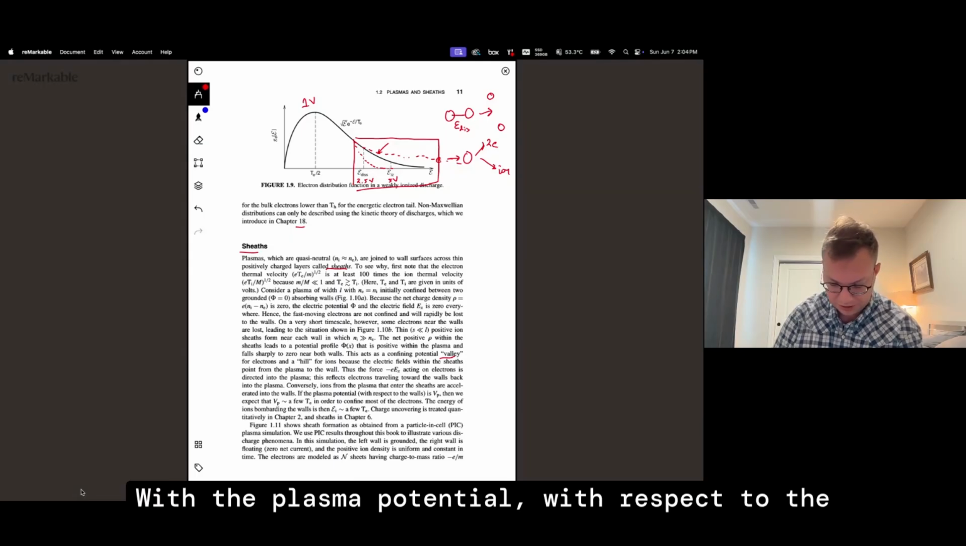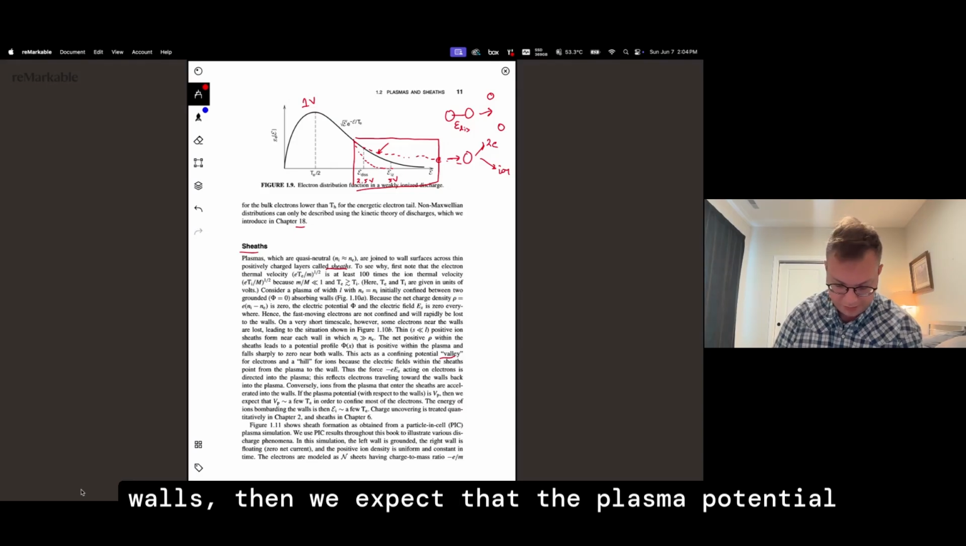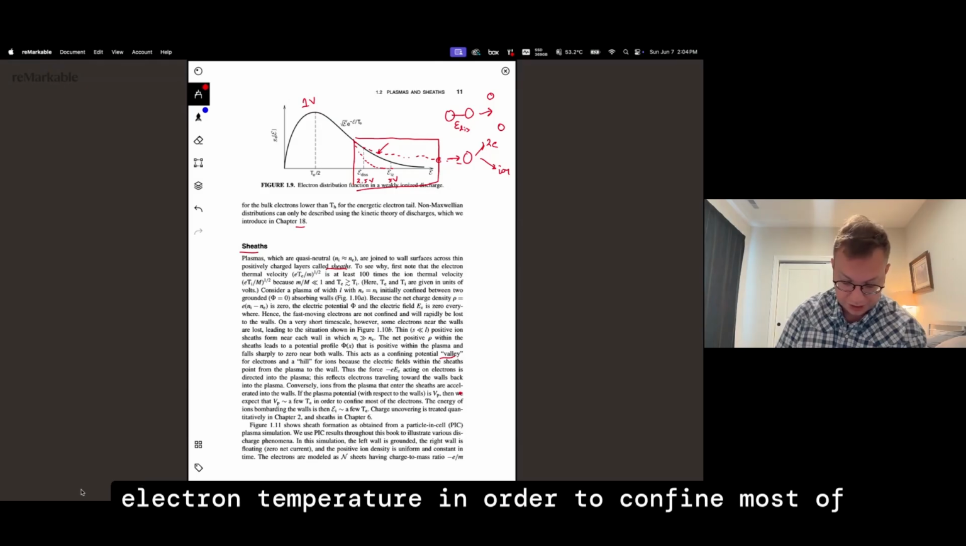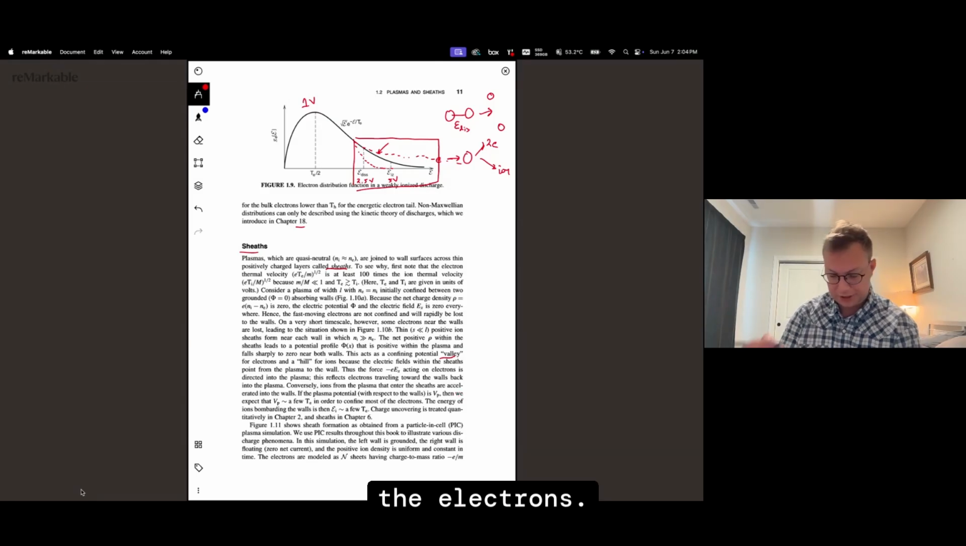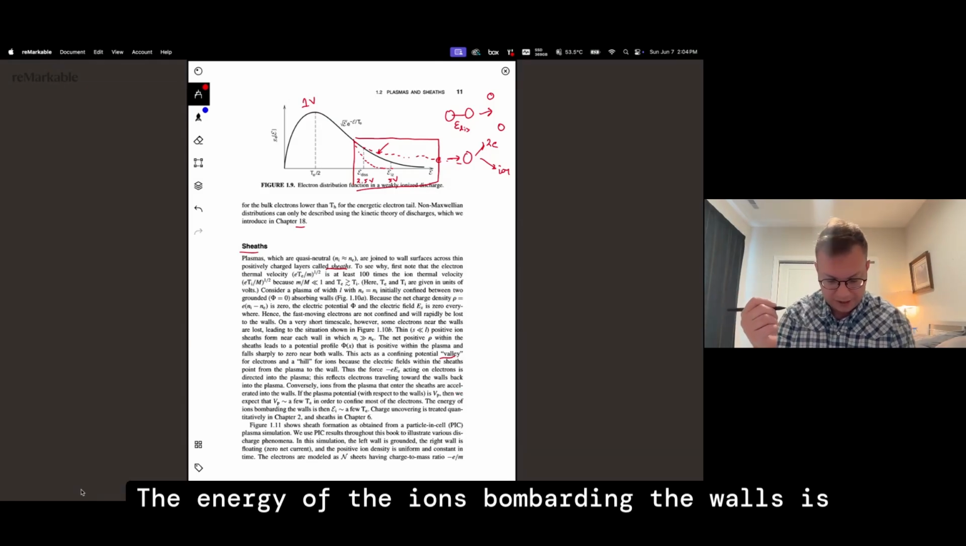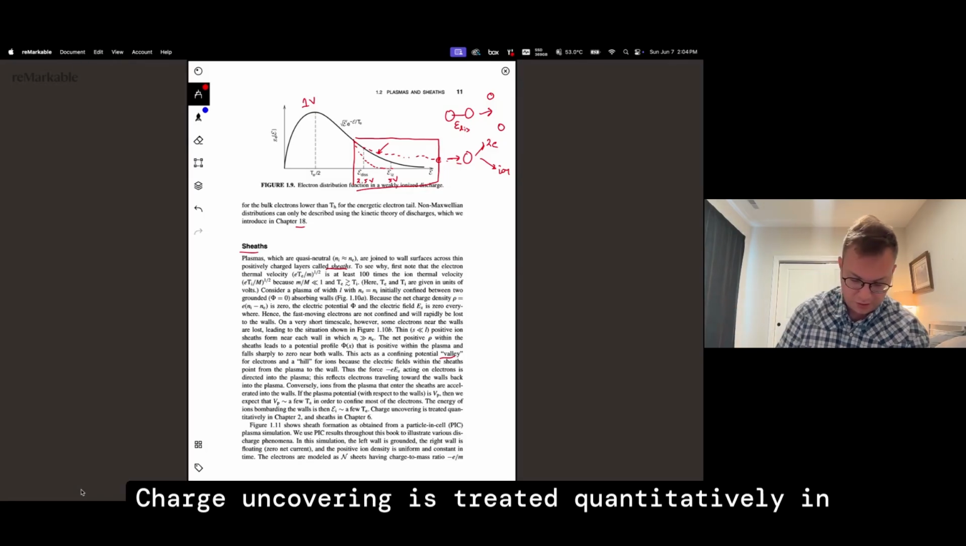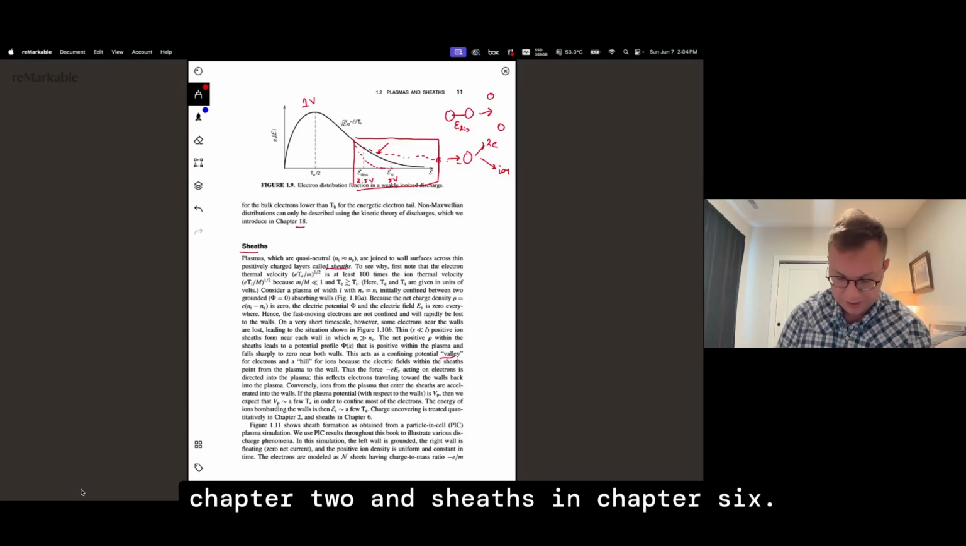With the plasma potential with respect to the walls, we expect that the plasma potential is approximately a few times larger than the electron temperature in order to confine most of the electrons. The energy of the ions bombarding the walls is then a few T_e. Charge uncovering is treated quantitatively in Chapter 2 and sheaths in Chapter 6.